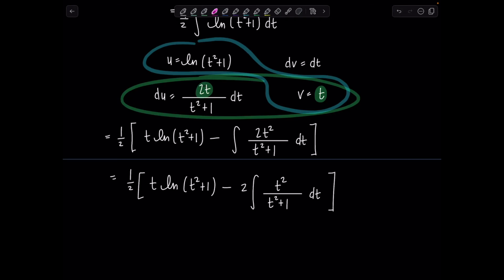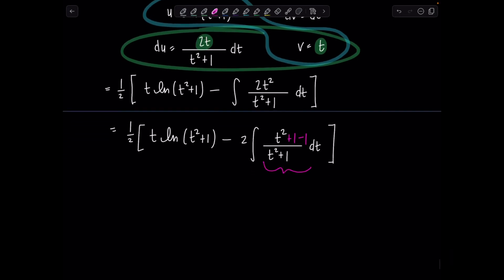When I notice the numerator is almost identical to the denominator, it's just off by a constant, I add and subtract that constant like so. So I do plus 1 minus 1, and this is an old trick. Why do I do that? Because now I can rewrite this as t squared plus 1 over t squared plus 1 minus 1 over t squared plus 1 dt. Do you see that? Oh, that was kind of slick, wasn't it?